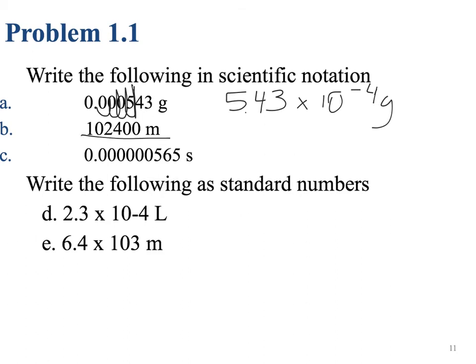This number over here is a very large number. So we know that the exponent is going to be positive. So we're going to grab 1.024 times 10. And we know that that exponent is going to be positive. So we go from here. 1, 2, 3, 4, 5. And this was meters, sorry.